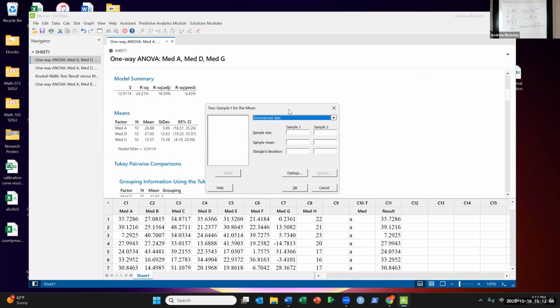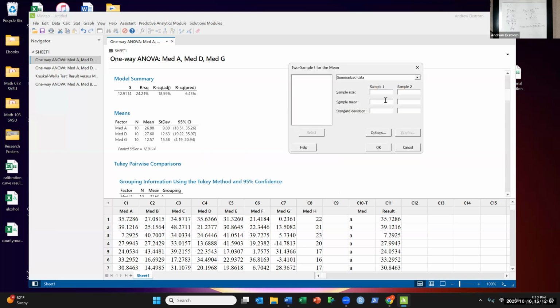So summarize data. Sample size. We've got 10 in each one of our groups. The sample mean. Let's say I'm comparing a D versus G here. So 27.6 versus 12.57. For the standard deviation here, I'm going to use the pooled standard deviation. So 12.9 and 12.9.